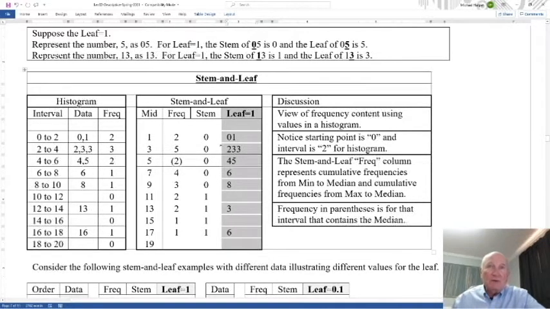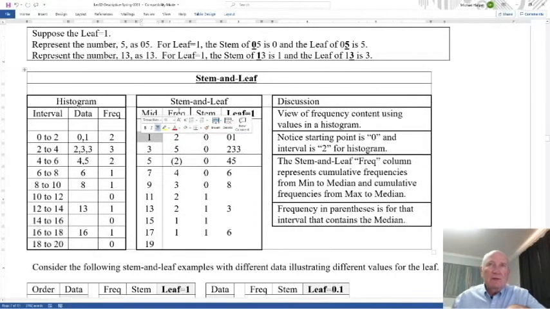But then they start with this as a representation of the histogram. But then they do something else. There are different versions of stem and leaf. This is the basic version, my version. I list the midpoints. 0 to 2, the midpoint is 1, 3, 5, and 7. Now, the frequency here, view the frequency content using values in the histogram. That's what I did. Starting point is 0, interval is 2. I illustrated that.